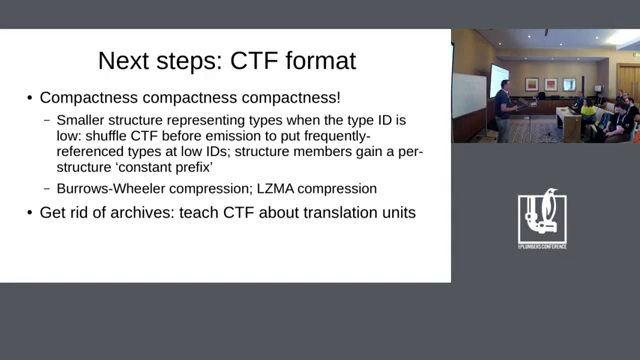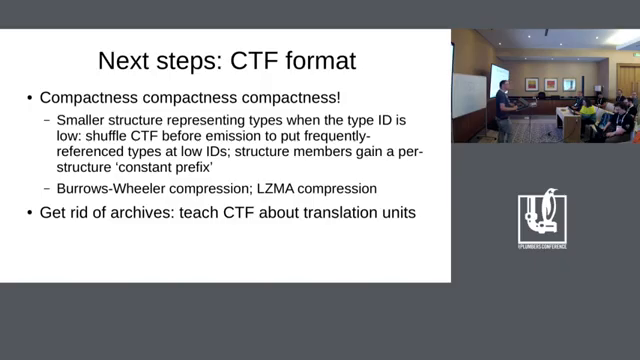I want to get rid of our archives. It was an ad hoc format. It's okay for gigantic use cases like the kernel, but for almost every other use case, it'd be much more simple to just teach CTF what a translation unit is, so that you could have one dictionary with multiple types from different translation units in, which would mean they would magically share their string tables and so on and so forth, which would improve compactness more.